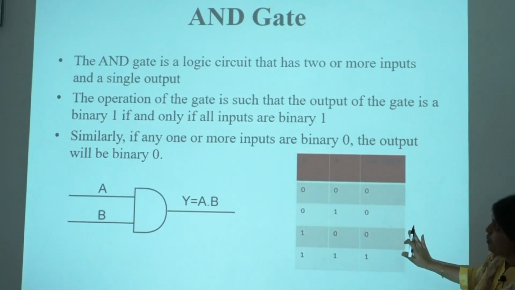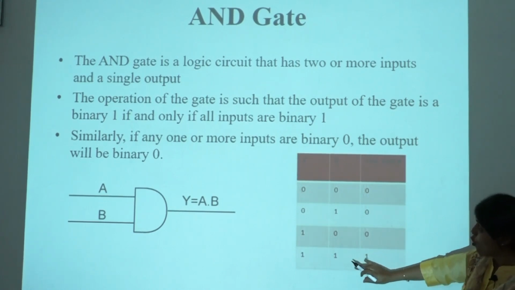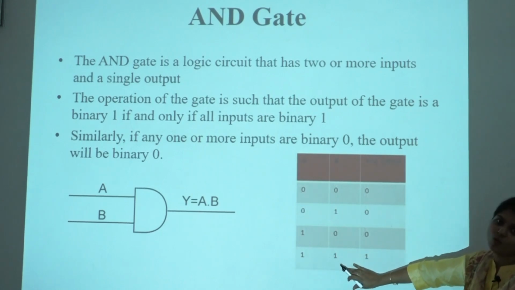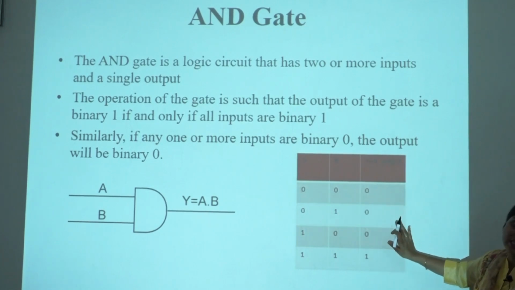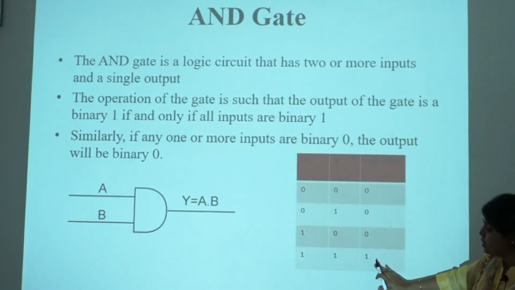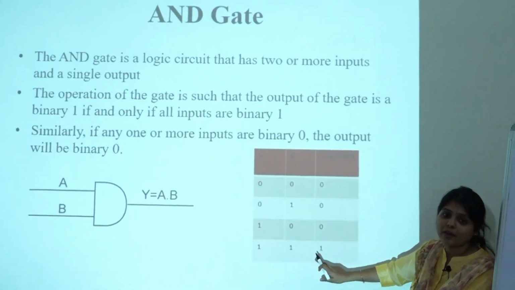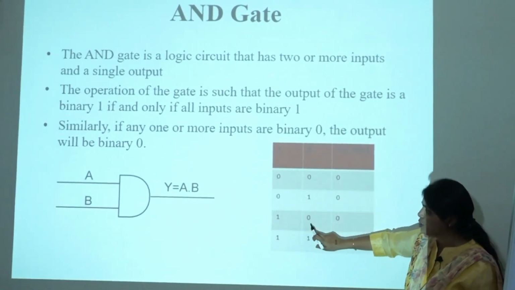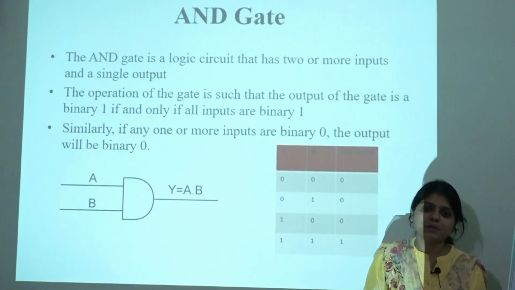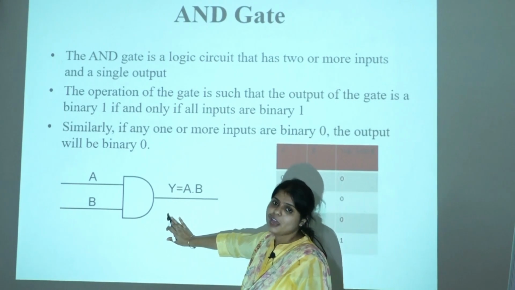That is, the operation of the gate is such that the output of the gate is 1 only if all the inputs are 1. Even if one input is 0, the output will be 0. I repeat, the output will be 1 only if all the inputs are 1. The output will be 0 even if one input is 0 because I am performing multiplication operation, and this is the logic symbol of AND gate.